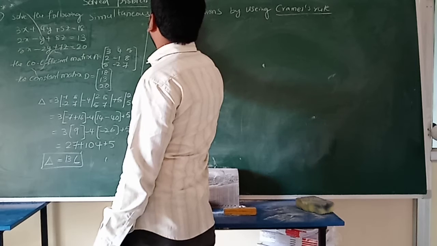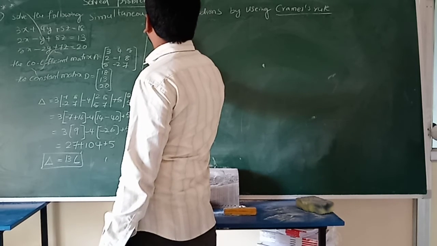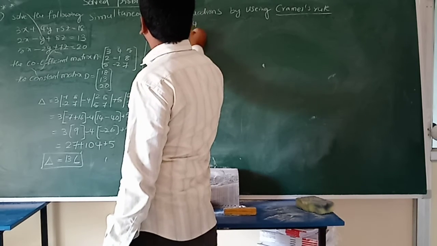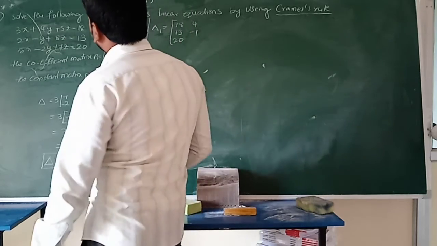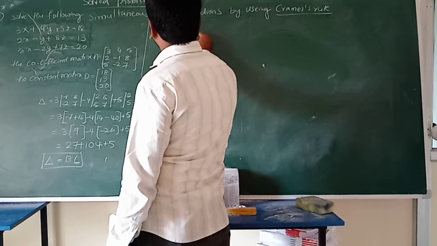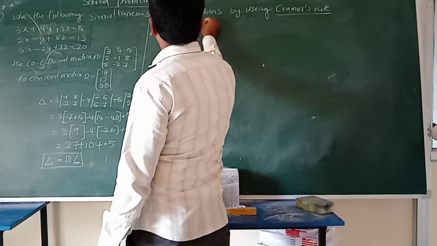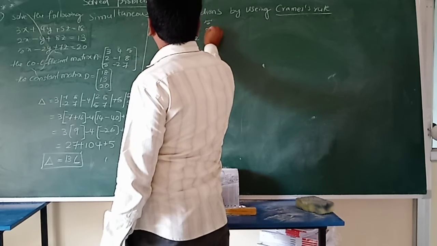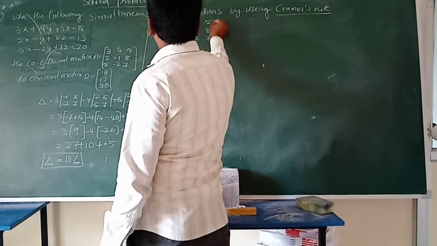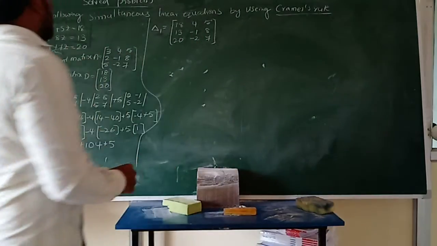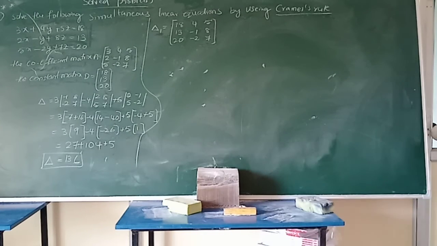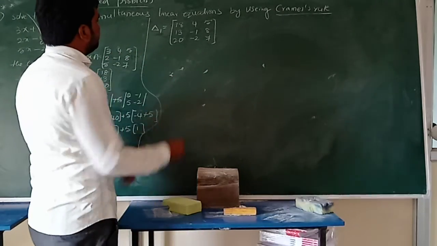Now 18, 13, 20, 4 minus 1, 4 minus 1, next minus 2, next third column 5, 8, 7. This is the delta 1. Now the delta 1 is equal to the determinant of this one.